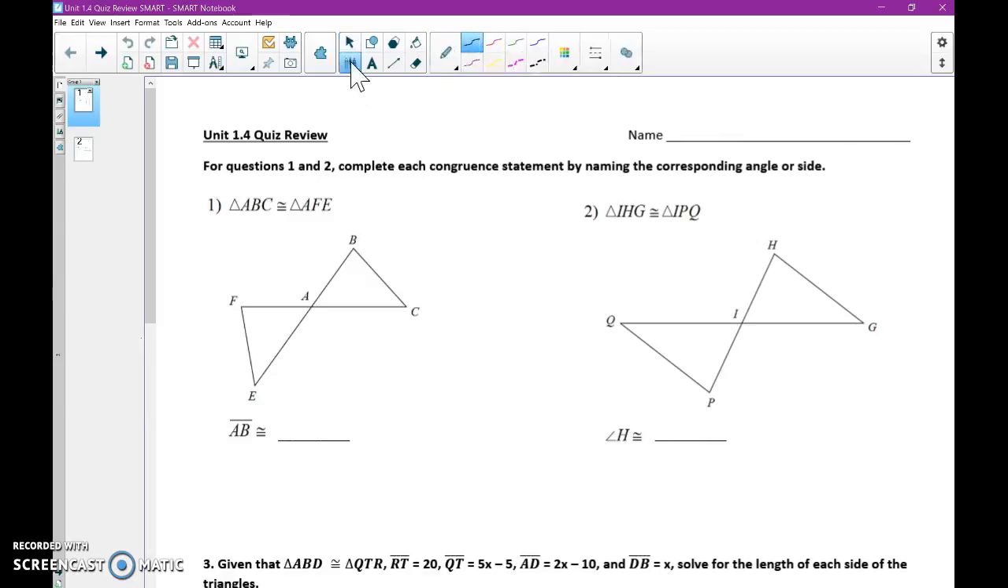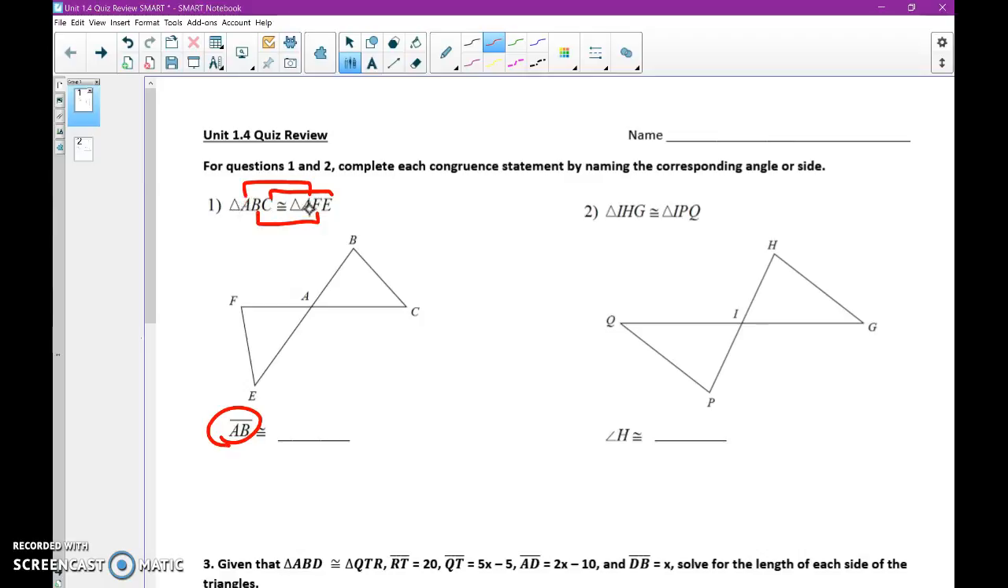For the first one, a lot of people I'm seeing get these wrong in class because you're using the picture instead of the equation, which is what you should be using. If I look at my equation, it looks like A matches with A, B matches with F, and C goes with E. So when I look down here, I just need to use that to figure out what it should go with.